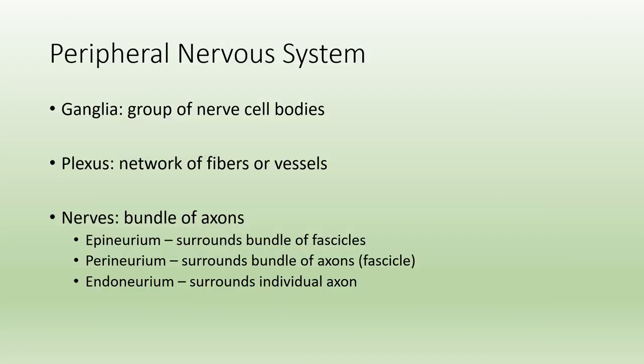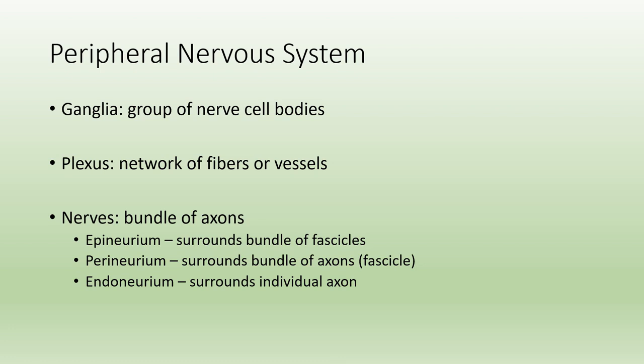Now it's with the central nervous system. With the peripheral nervous system, that is everything other than the brain and spinal cord. Remember, with the peripheral nervous system, when we use the term ganglia, or just one would be a ganglion, it's a group of nerve cell bodies. Sometimes you have a network of fibers. We also see this in the circulatory system when we talk about a network of vessels. That's referred to as a plexus. And then when you have a bundle of axons in the peripheral nervous system, we refer to that as nerves.